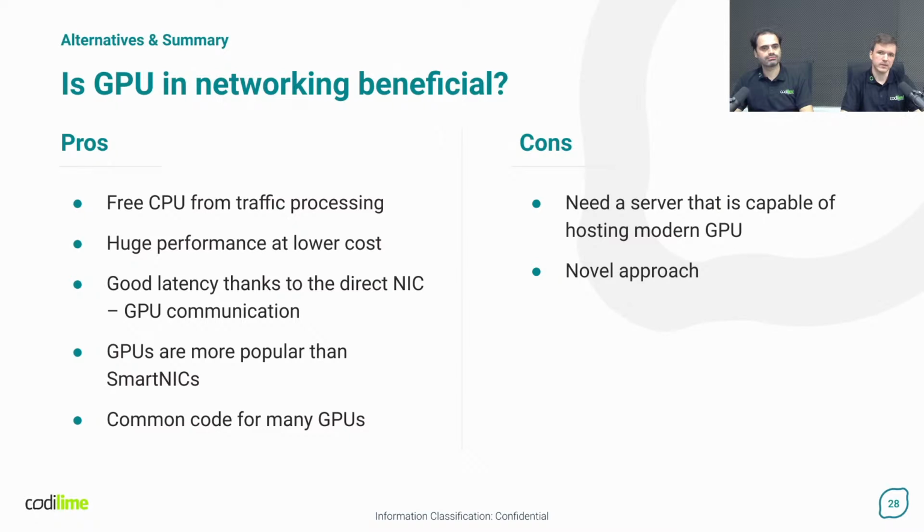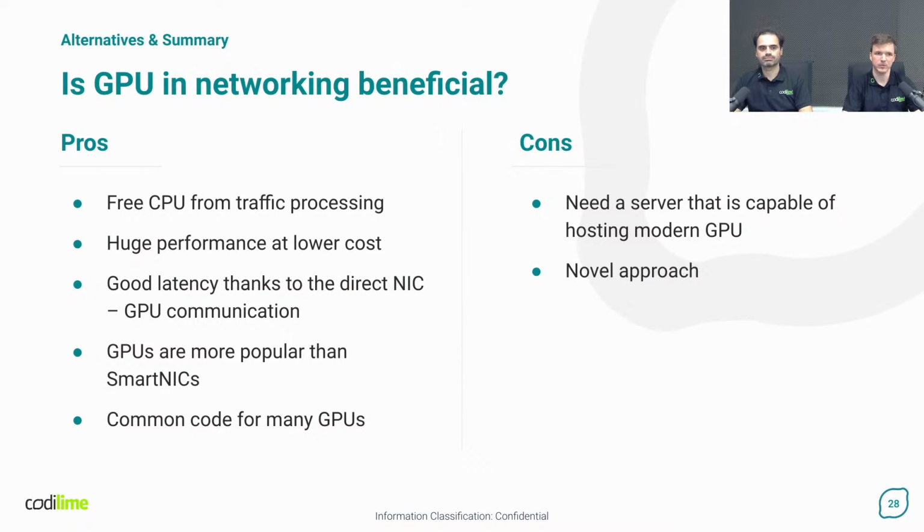If you want to compare GPUs to other hardware solutions like SmartNICs, then GPUs are much more popular. They are widely used for general purpose programming, so they should have fewer problems. Also, if we write code for one GPU, it should work for many other GPUs without changes. We are actually using NVIDIA GPUs, so our code would work only on NVIDIA GPUs, but still there are many NVIDIA GPUs. And also there are some disadvantages.